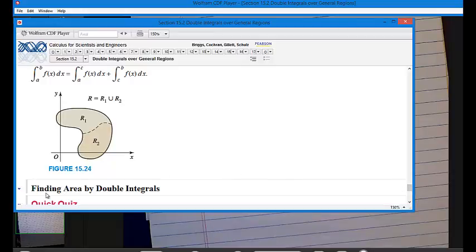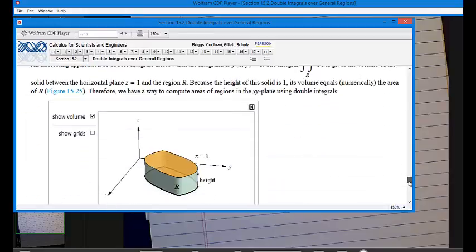Look. Finding area by double integrals. Now, wait a minute. Double integrals represent, you told me what? Volume under a surface. So how could you use a double integral to find area, and why would you? And the answer is sometimes that's an easier way to approach it than what you did in Calc 1 or Calc 2. Here, see if this picture helps make sense of the whole thing.